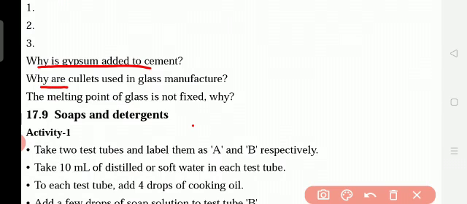Why are cullets used in glass manufacture? Cullets act as a flux added to this mixture, because cullets clean the mixture and send the waste products outside. The melting point of glass is not fixed. Why? Because it is a mixture of other compounds, that is why it does not have a fixed amount.